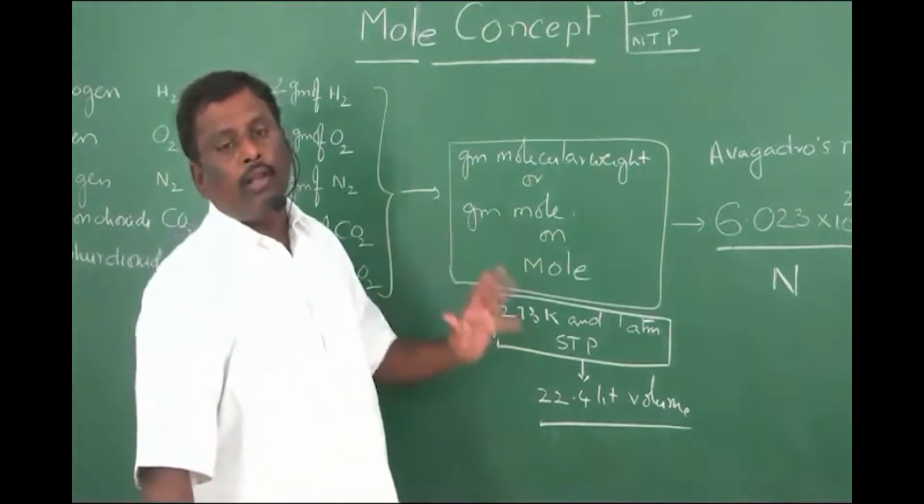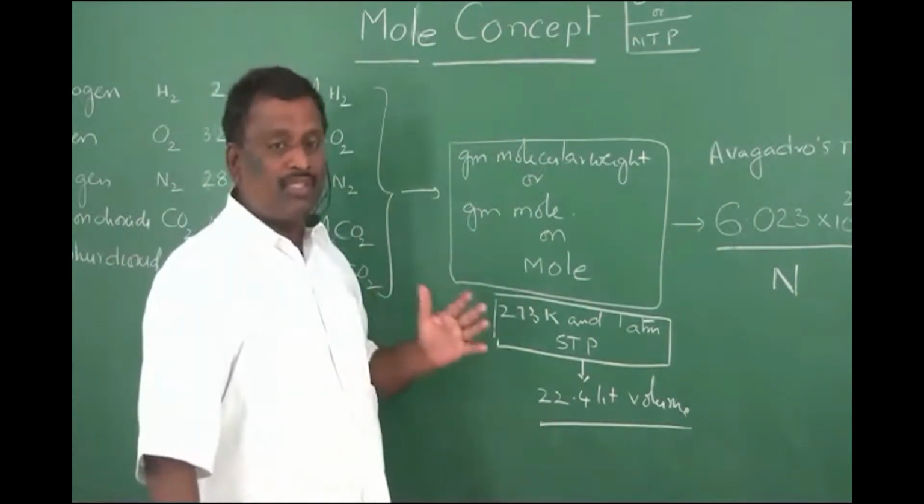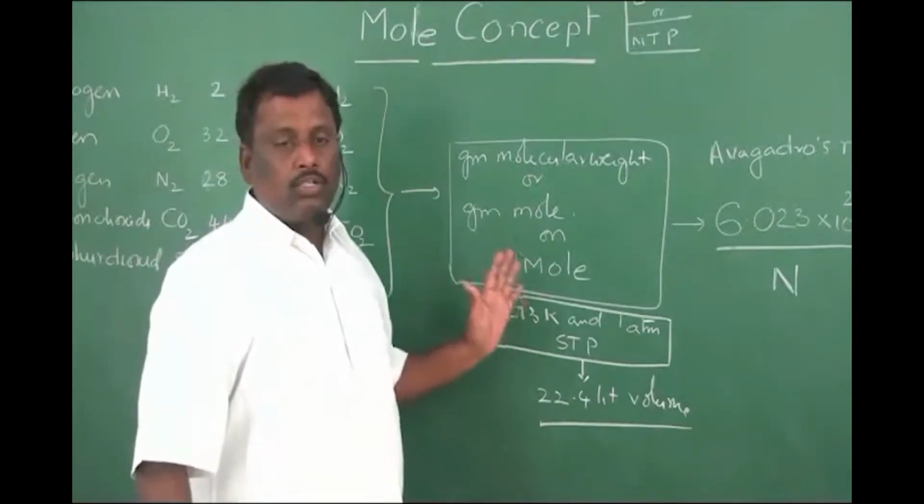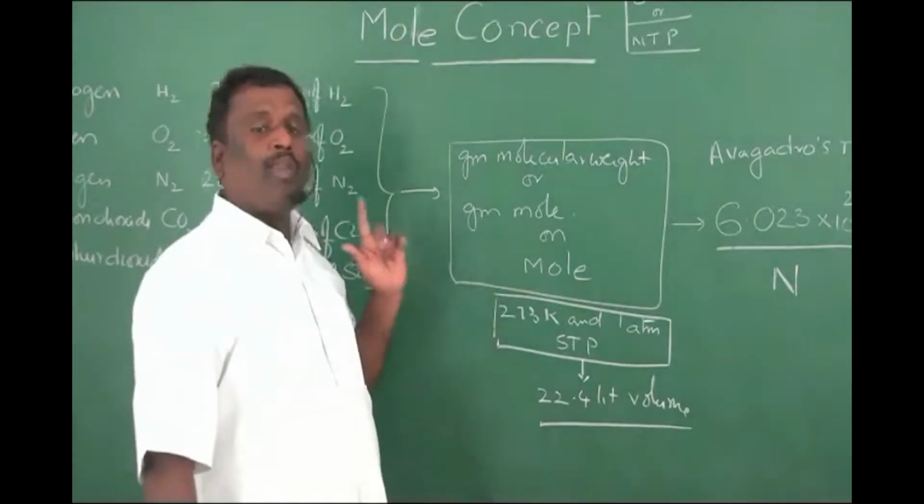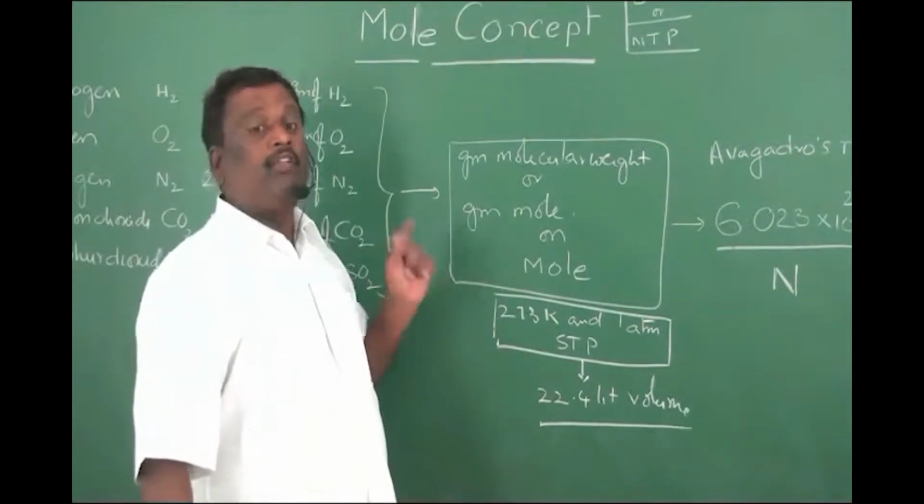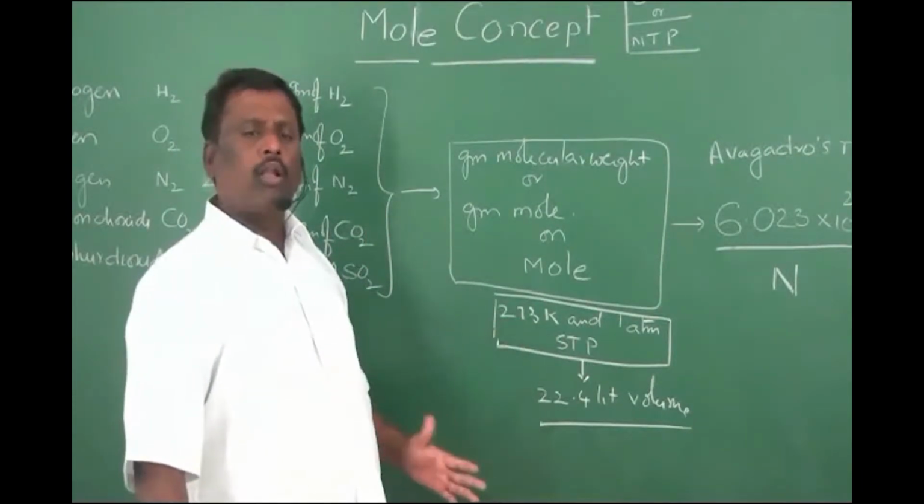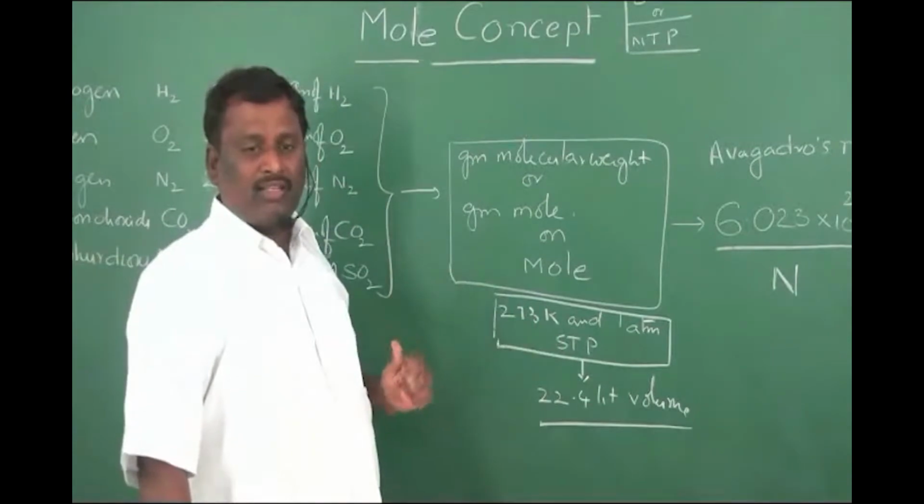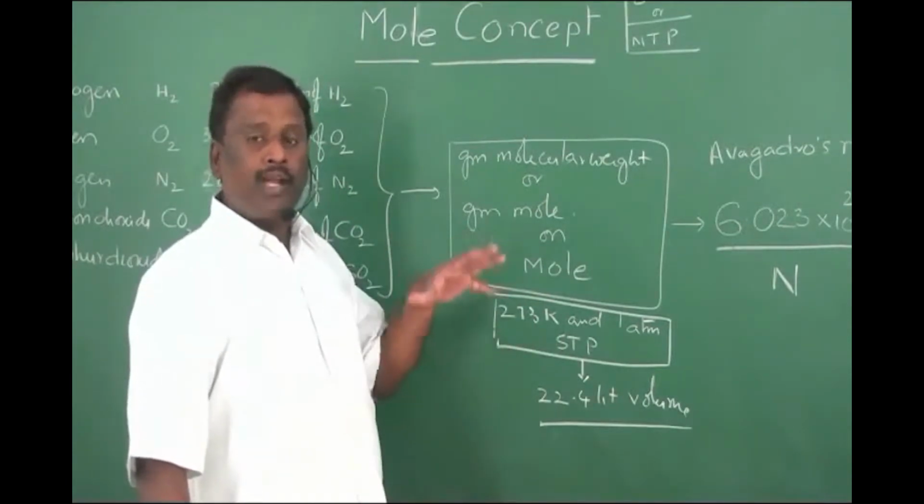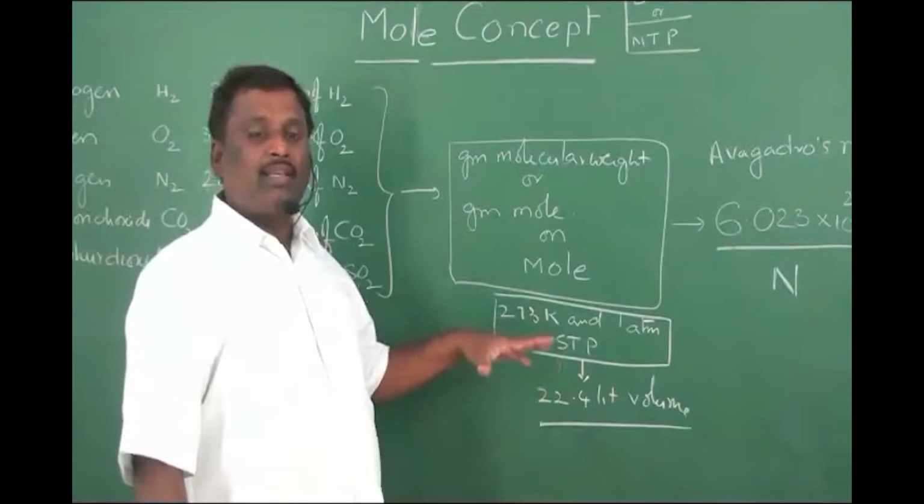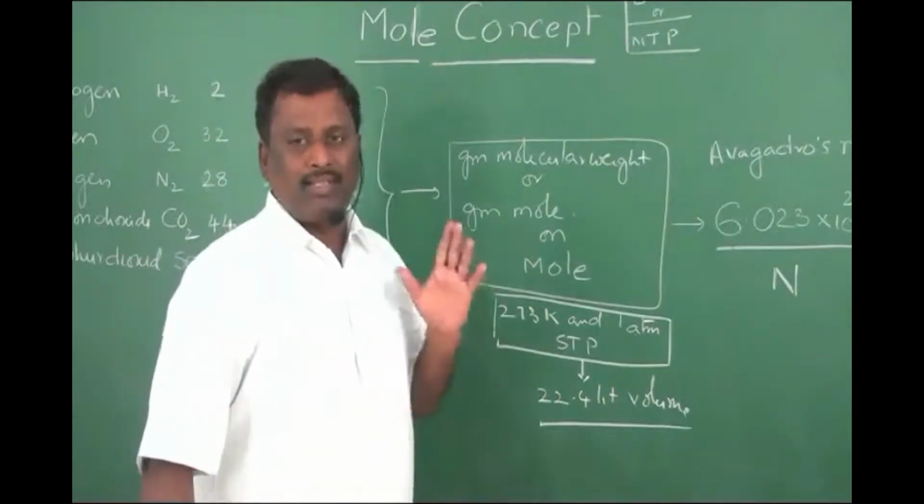gram molar volume. Any substance, if it is in gaseous state at STP conditions, that is 273 K temperature and 1 atmosphere pressure, it will occupy 22.4 liters volume. Or if you kept any gaseous substance in 22.4 liters volume container at STP conditions, its mass is equal to its gram molecular weight. So this is said to be mole concept.